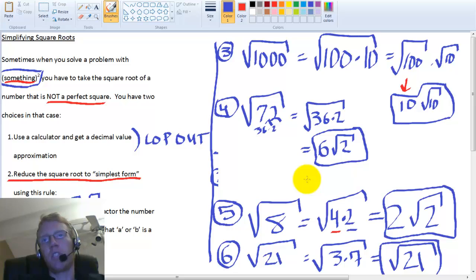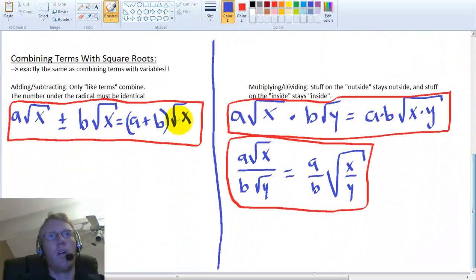Now, in the next small segment, we're going to see how to combine different terms that have square roots in them together. Alright, so combining terms with square roots. Fortunately for you, combining terms with square roots is exactly the same as combining like terms with variables, if you think of the square root of a number as some unknown.